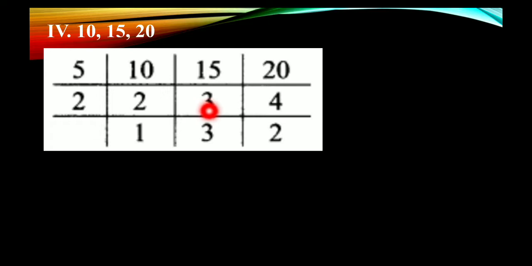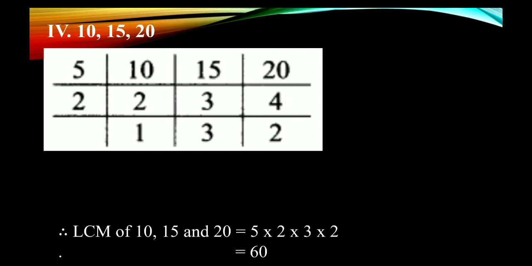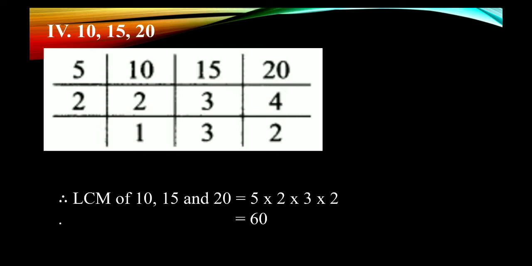We cannot do further. But here 4 can again be factorized, so it can be divided by 2. Here 2 is also there, so we can divide. So 2 1s are 2, 2 2s are 4, and 3 is not divisible by 2, so we will write 3 as it is. Therefore, the LCM of 10, 15 and 20 is 5 multiplied by 2 multiplied by 3 multiplied by 2. If we multiply, we will get the answer 60. I hope, children, you are getting the understanding.